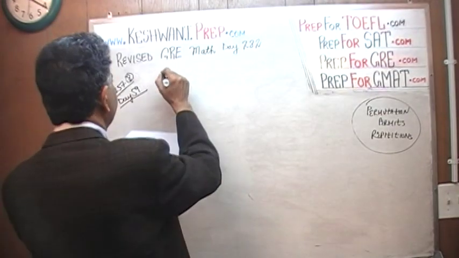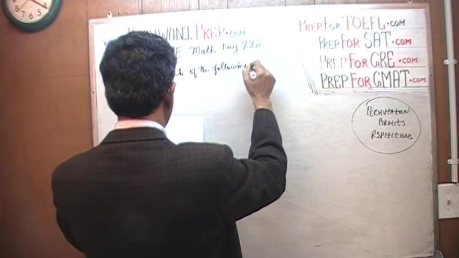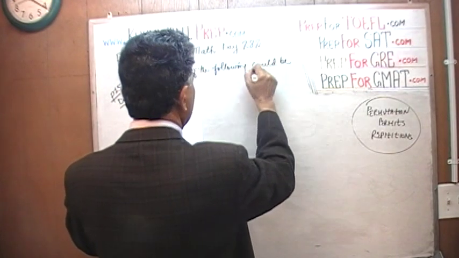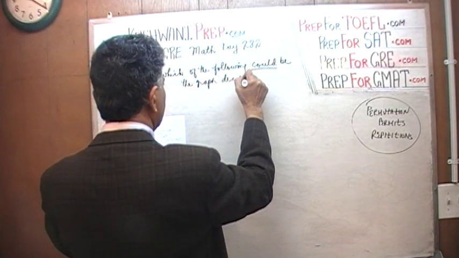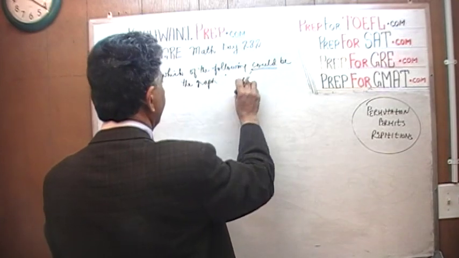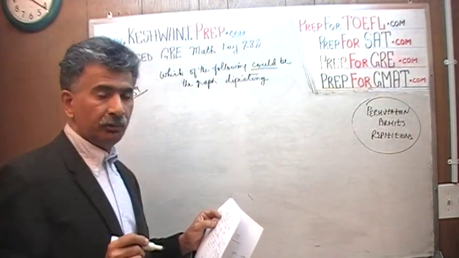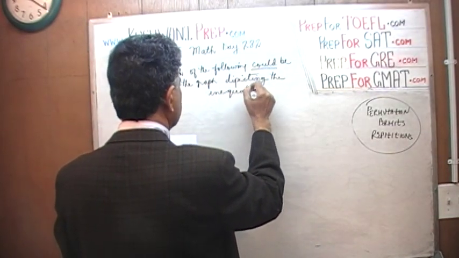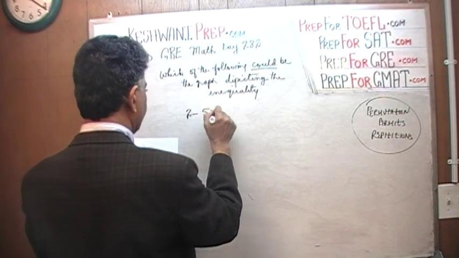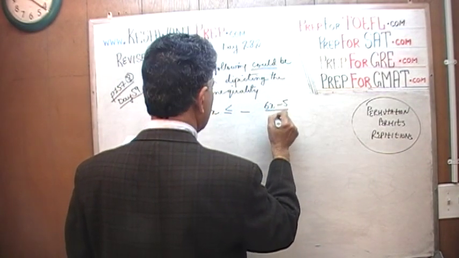It says, which of the following could be the graph depicting the inequality that is given to us here. 2 minus 5x, we are told, is less than or equal to negative of 6x minus 5 over 3.